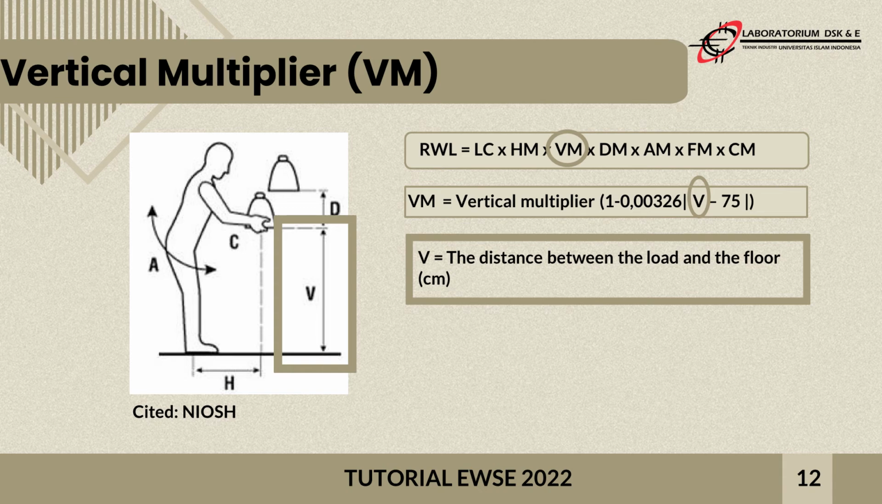Vertical multiplier is obtained from the midpoint of lifting, or hand, to the floor. The V value can be 0 cm if the object is lifted from the floor, and the V value can be 175, which is the maximum recommended V to keep it safe. The range is used because most people have such a vertical range.